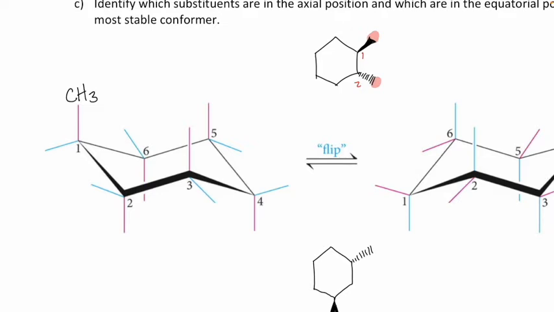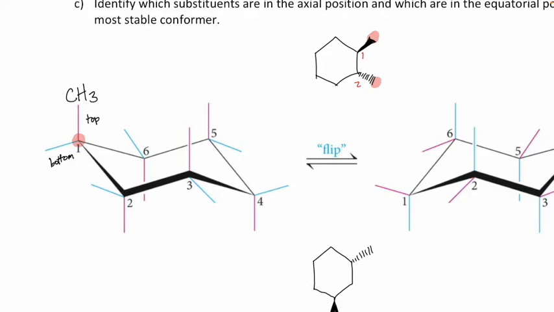Right, at each carbon, I'm going to look. This is my carbon 1. There's always going to be a bond on top and a bond on the bottom. The wedge means I need to put it on the top bond. The dash means I need to put it on the bottom bond. It is not as straightforward as to say the wedge is always axial and the dash is always equatorial. That's not how it works.